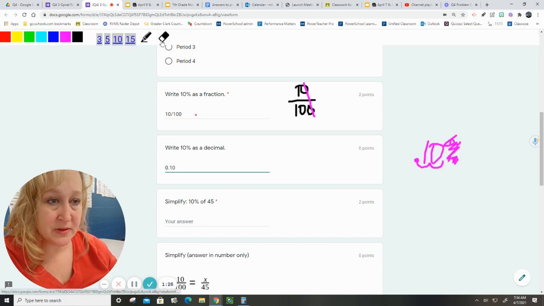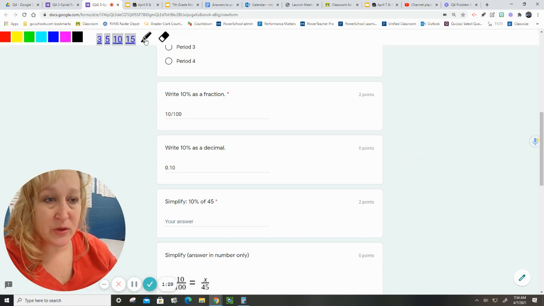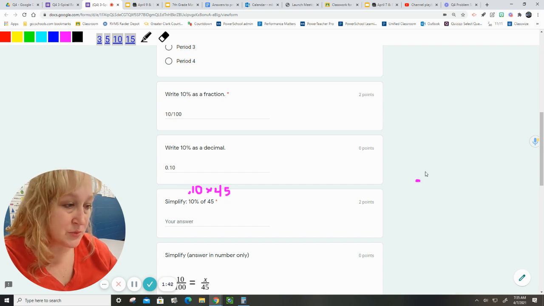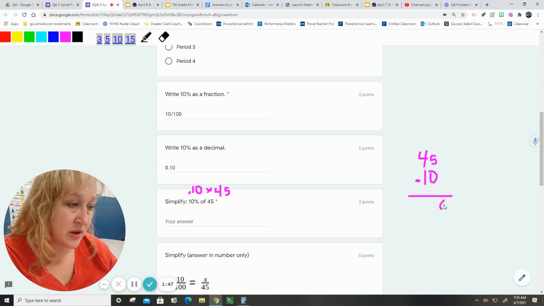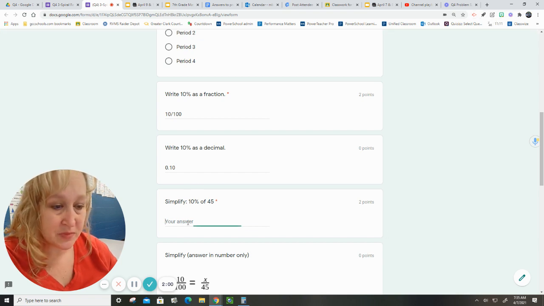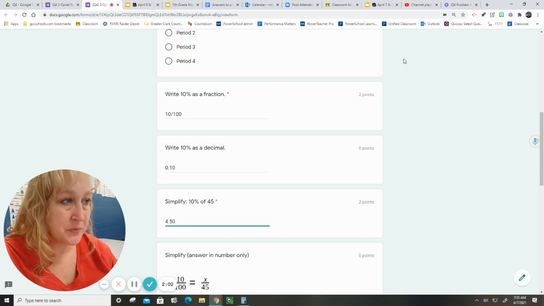Then we have to simplify. In order to simplify, you are going to take the 10% and convert it to your fraction, or convert it to your decimal, and multiply it by the whole number. So we're going to do 0.10 times 45. You get 0, 0, placeholder, 5, 4. You will get 4.50. So the answer to that question is 4.50.